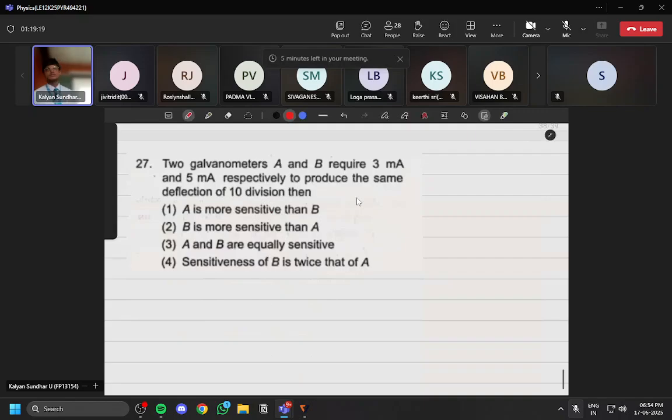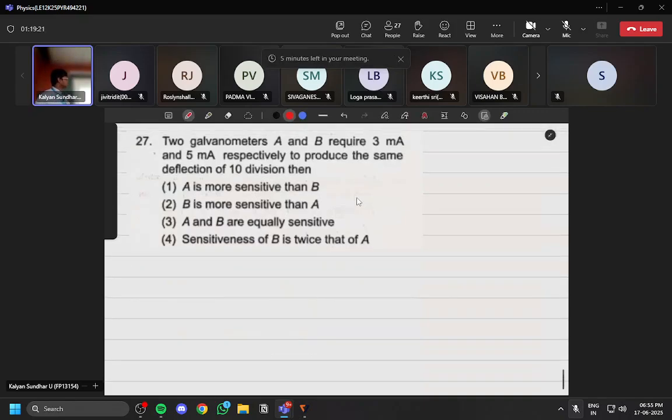Yes sir, solve this question. Two galvanometers A and B require 3 milliampere and 5 milliampere respectively to produce the same deflection, that is of 10 divisions. Then which one is more sensitive?